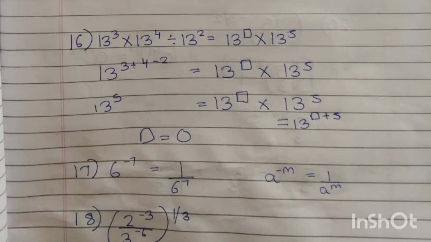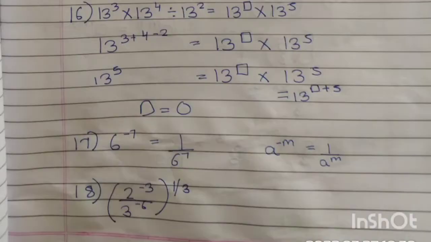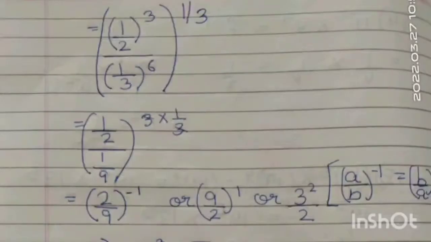Now, the 18th question: 2 to the power minus 3 divided by 3 to the power minus 6, to the power 1 by 3. So 2 to the power minus 3 will be converted to 1 divided by 2 to the power 3 by the law. And 3 to the power minus 6 will be converted to 1 divided by 3 to the power 6, again by the law, whole power 1 by 3.